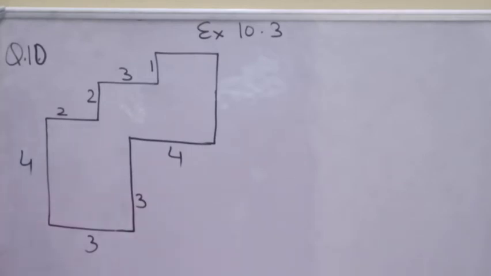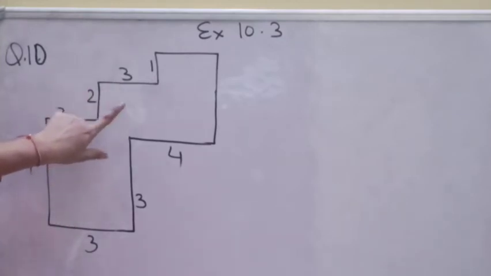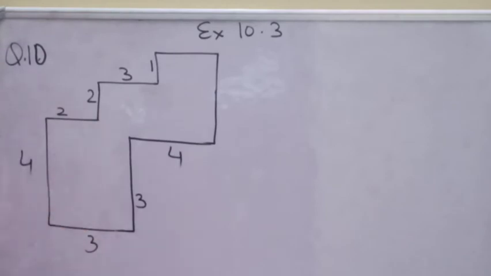So in our today's video, we are going to discuss questions of exercise 10.3. So let's start with our question number 10, part A. What is the question? By splitting the following figures, means this kind of figures are given to us and we have to split that.